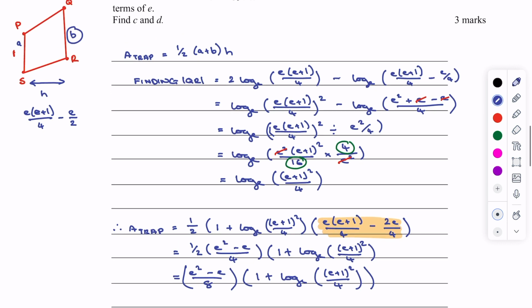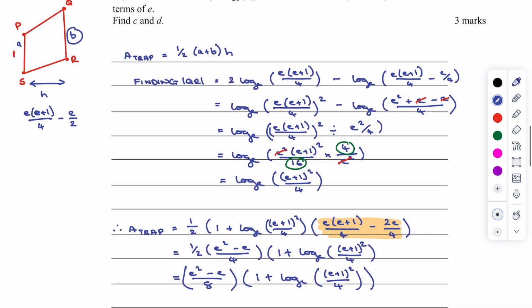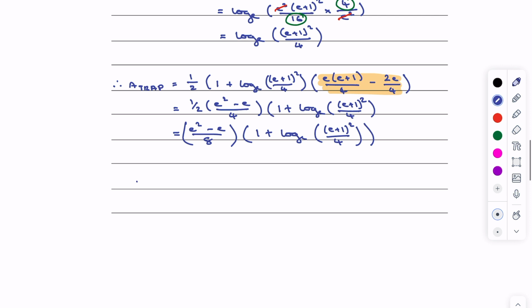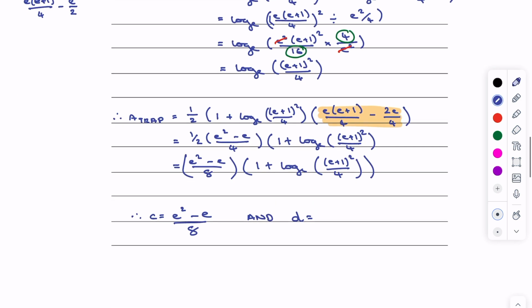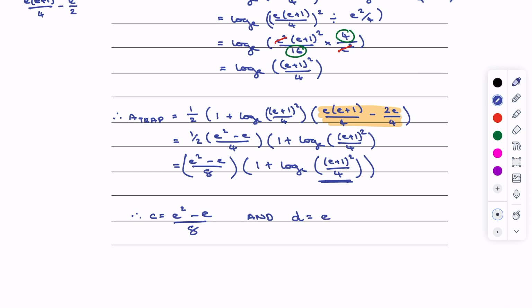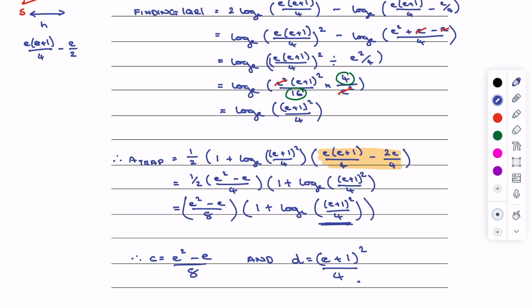Okay, and then I'm going to have a look. Do I have it in the form that they've been asking? I do, so I'm just looking at this form. So therefore, I will say that C equals e squared minus e on 8, and D, remember D is talking about this term, which will be this term here, (e plus 1) all squared on 4. Not an easy question, one that you're going to have to really make sure that your arithmetic and understanding of logarithms is really on point.